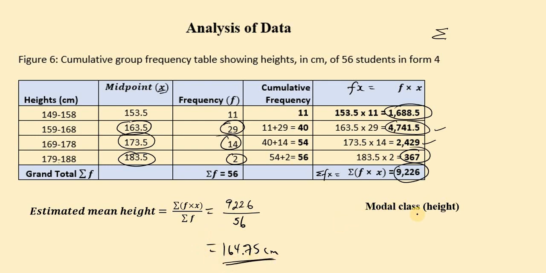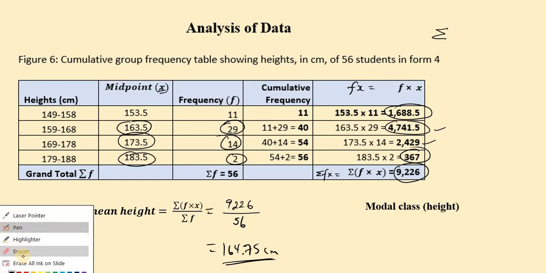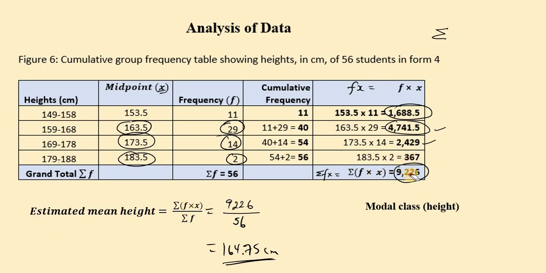Now let's look at the modal class. What is the modal class? For us to get the modal class, we look at the class interval with the most students. So these are the class intervals. This class interval has how many students? How many students fell into this class interval? 11. What about this one? 29. This one, 14, and this one, 2.